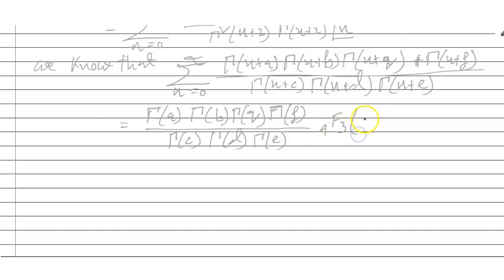4F3 with parameters a, b, q, f comma c, d, comma e. Here, if we compare with this, here a equals b equals 3 by 2, q equals f equals 1, c equals d equals 2, and e equals 1.